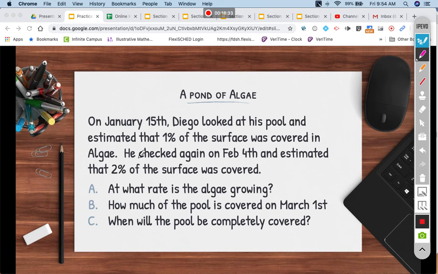So we know we went from 1% to 2%. So here my growth factor is 2. I doubled. But my interval, how long did it take to double? I went from the 15th of January to February 4th. That's going to be over 20 days.